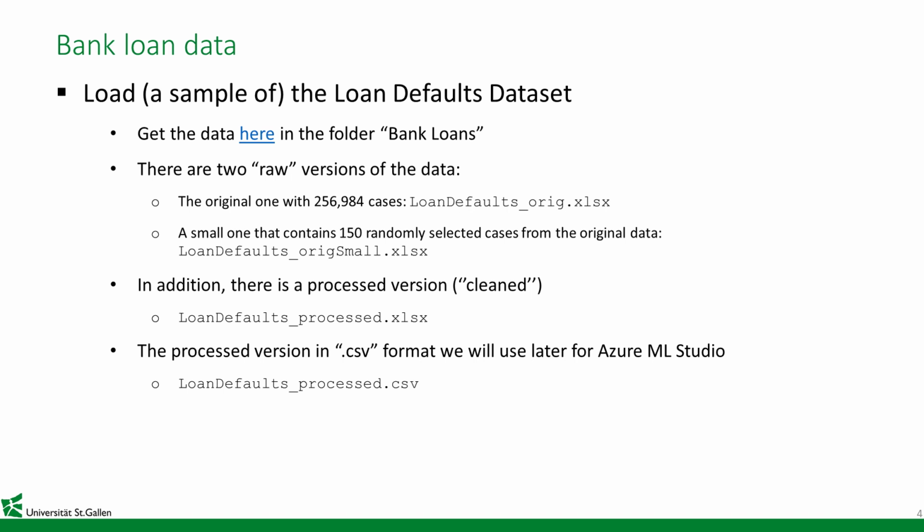Now, additionally, there's also the processed version of the data, which is called the cleaned or the processed loan default data. We will use that data in the next video, where we'll be talking about analyzing patterns with pivot tables. Finally, the same data is also saved in a comma-separated values format, a CSV format. We will use that one to import it into Microsoft Azure.